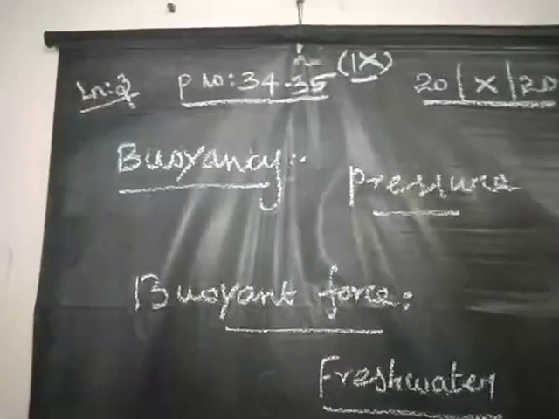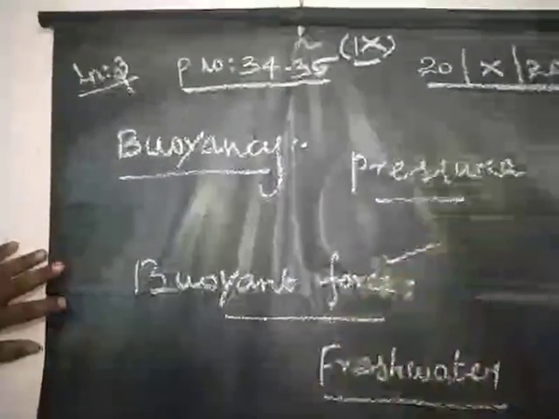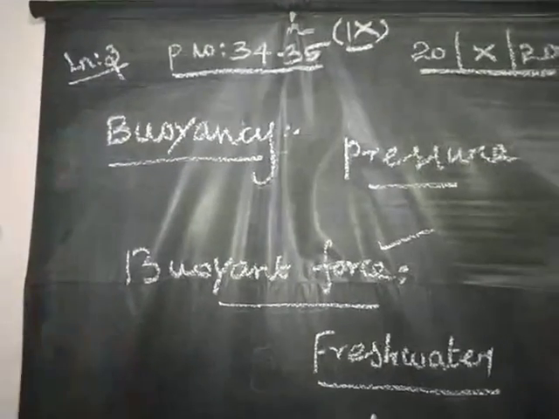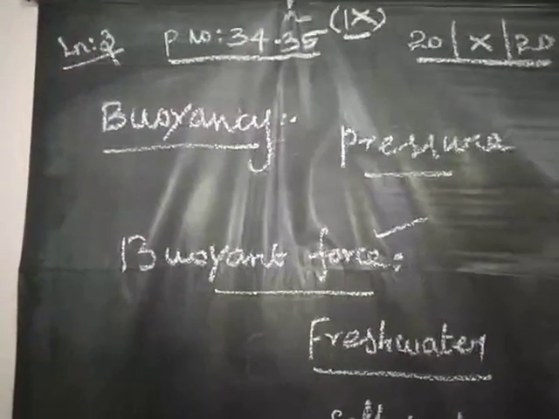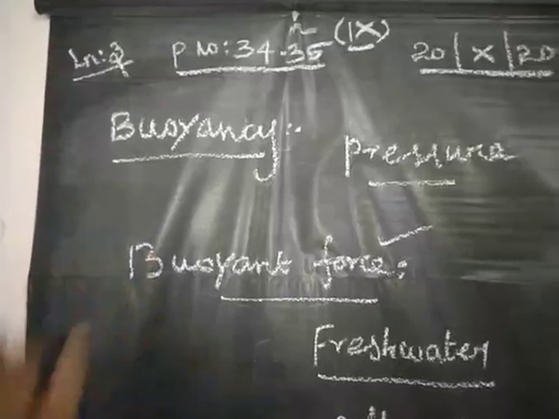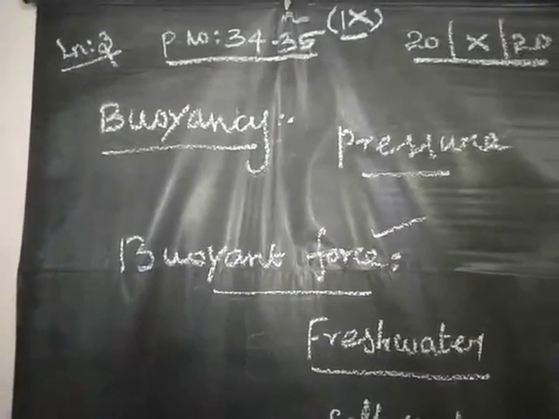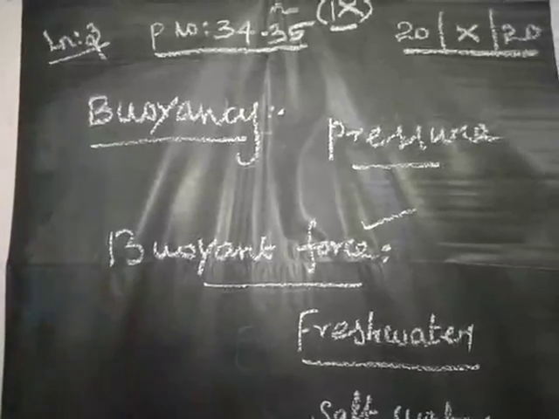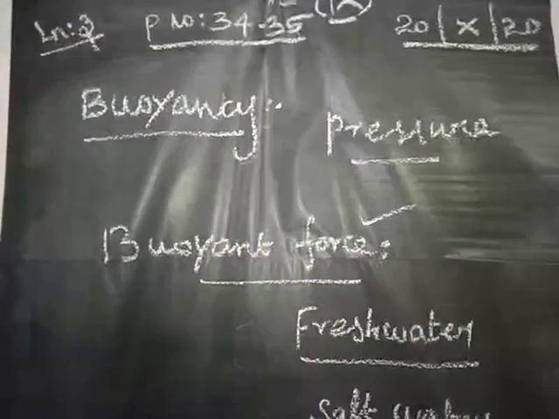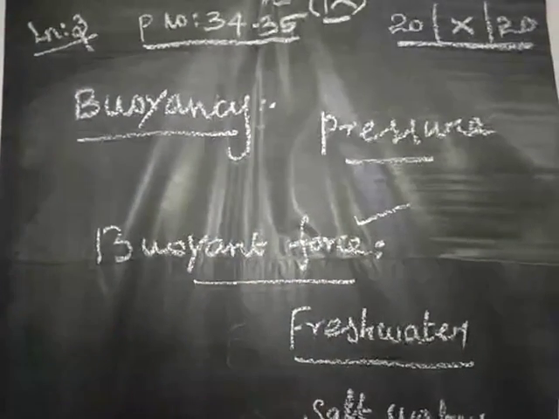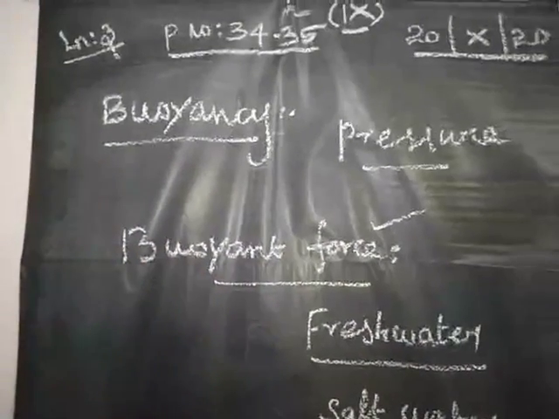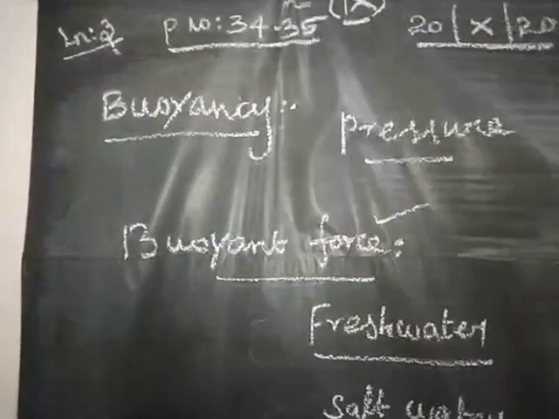Last class we discussed up to buoyancy and buoyant force. So what is meant by buoyant force? If we take water and put some objects in it, what will happen? Some objects will float on the water, and some objects will go inside the water. The difference between these pressures causes a force. That force is called buoyant force.